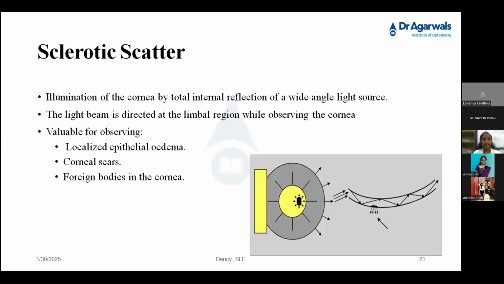Sclerotic scatter. Illumination of the cornea by total internal reflection of a wide angle light source. The light beam is directed at the limbus region while observing the cornea. We can observe epithelial edema, corneal scar, and foreign bodies in the cornea.